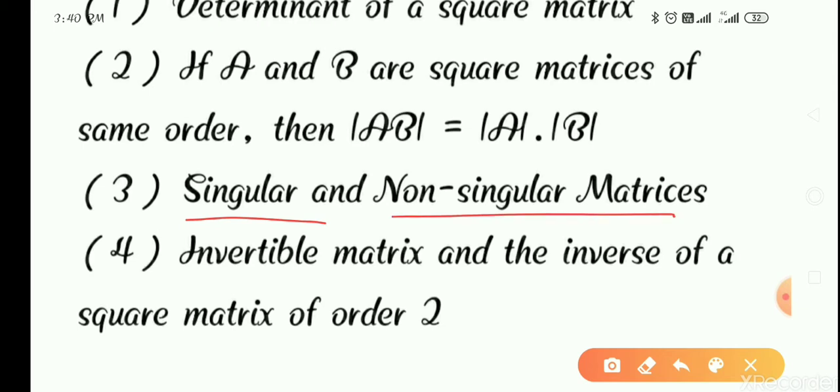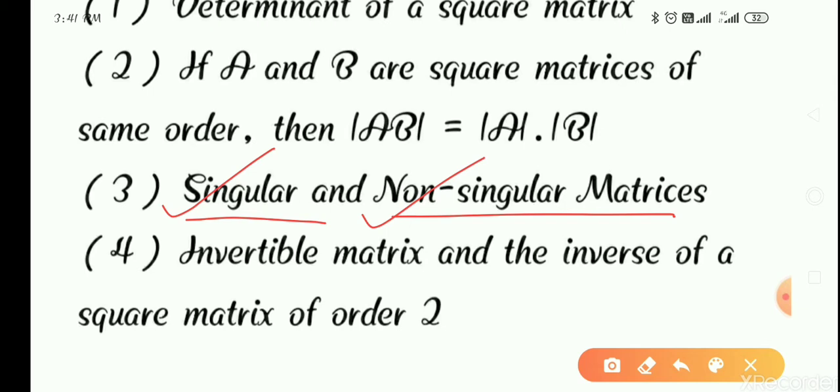What I told you, one more time I am telling you: if you have a square matrix A, you find its determinant. Suppose its value is 0, then you can say the given matrix is a singular matrix. Otherwise, if the determinant is not 0, then you can say the given matrix is a non-singular matrix.